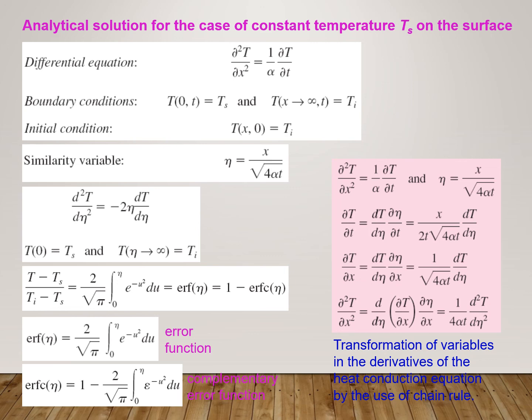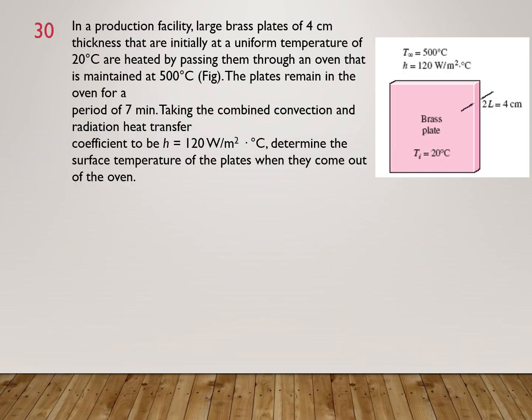Similarly, the variable η is equal to x upon the square root of 4αt. Similarly, this formula at the boundary conditions, the error function of η is equal to 2 upon the square root of π times the integral from 0 to η of e to the power minus u² du, the error function. Transformation of variables in the derivatives of the heat conduction equation is done by the use of the chain rule. The chain rule is used to derive this. Here is the derivation, you can see.